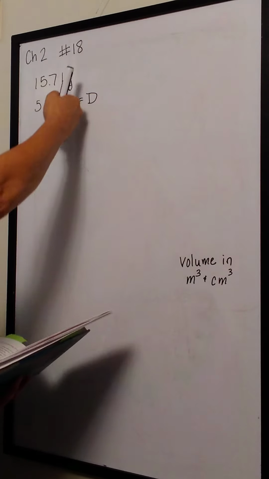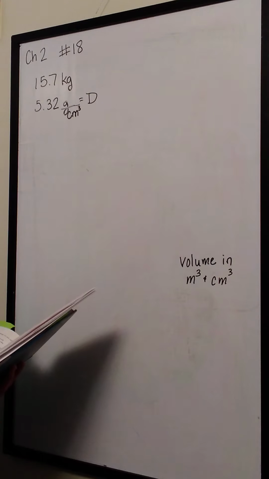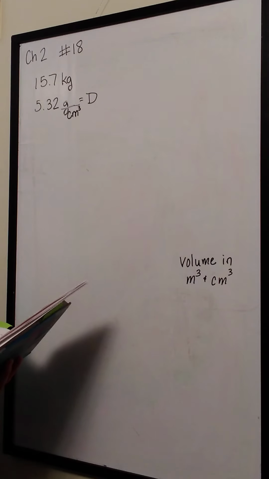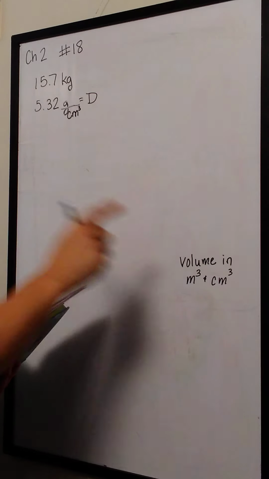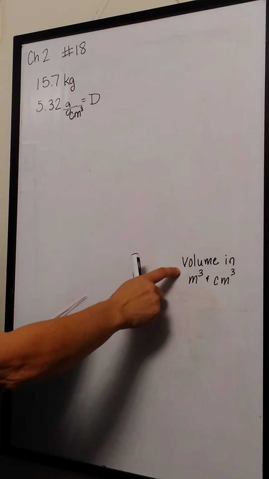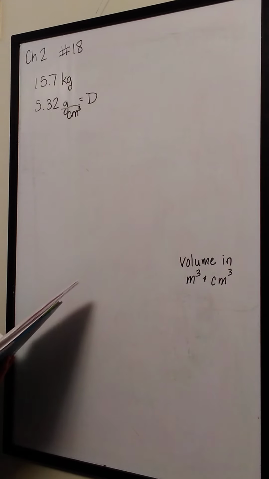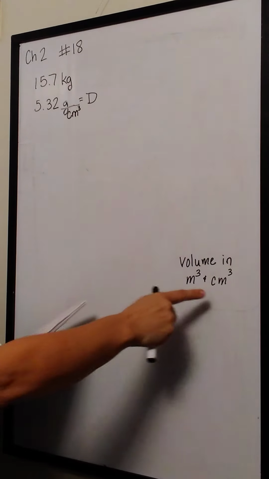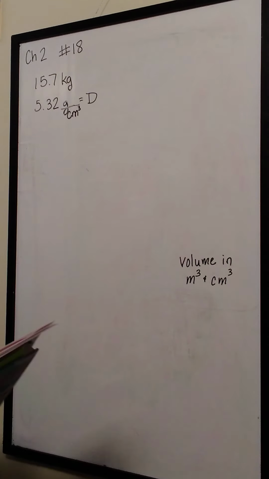And I made sure to write it in a numerator-denominator form. Calculate the volume of this material. So I wrote down, where am I going? Volume, in both meters cubed and centimeters cubed. So I wrote that down so I don't forget at the end to put it in both of those units.